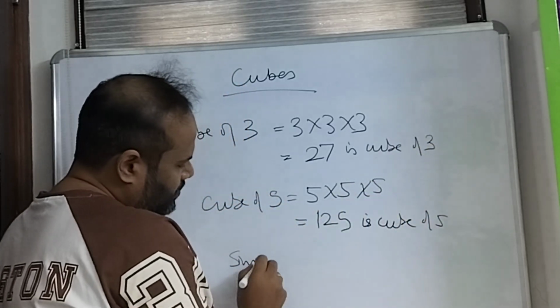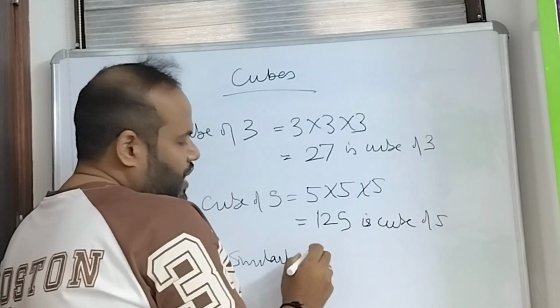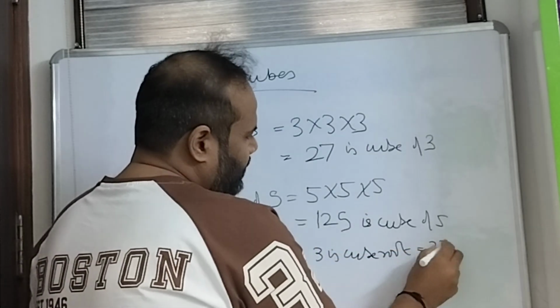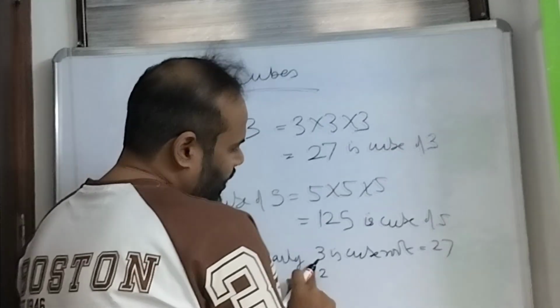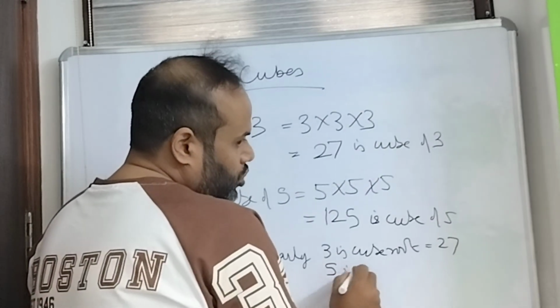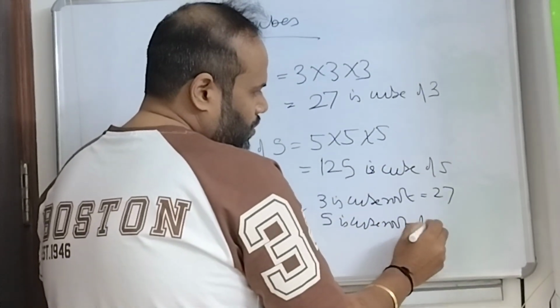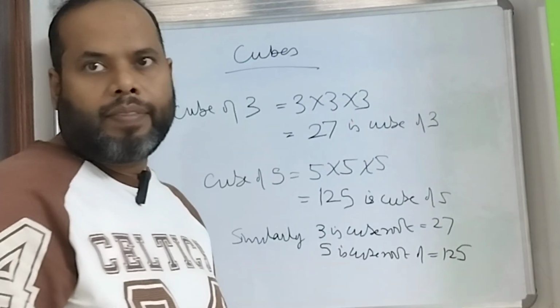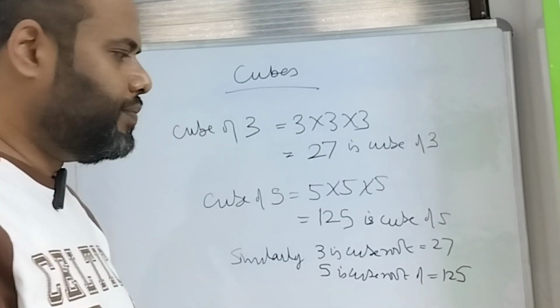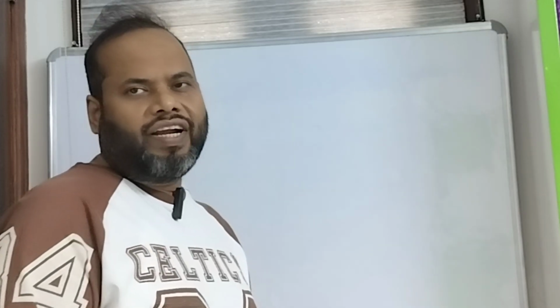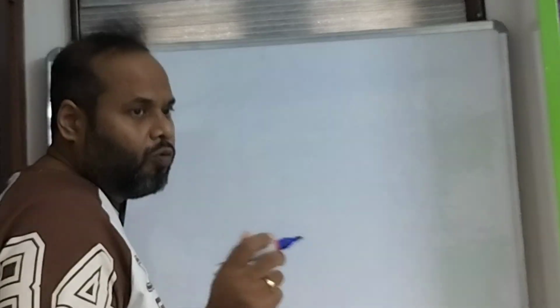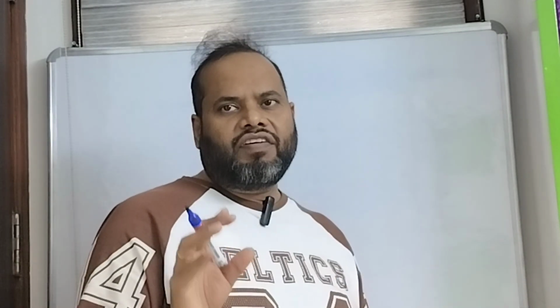Similarly, 3 is the cube root of 27, and 5 is the cube root of 125. Now we will learn how to take out cube roots. In finding cube roots, the only method which is correct and easy is prime factorization.